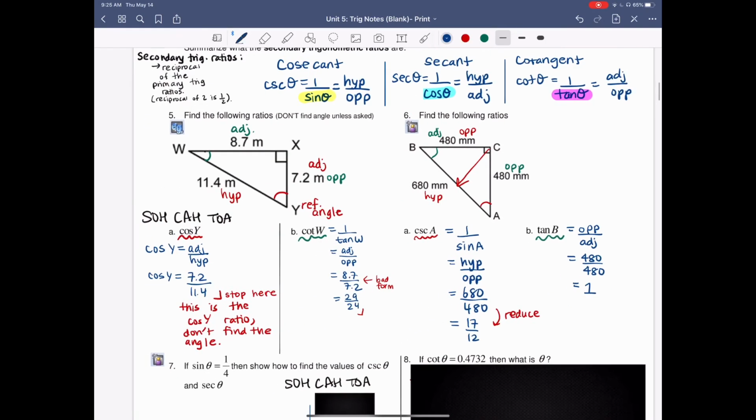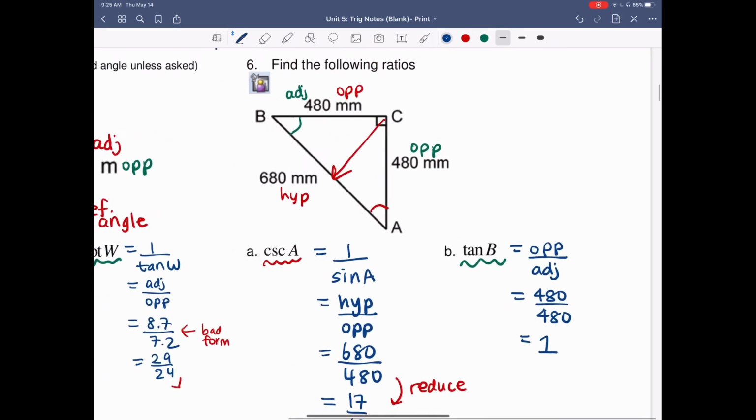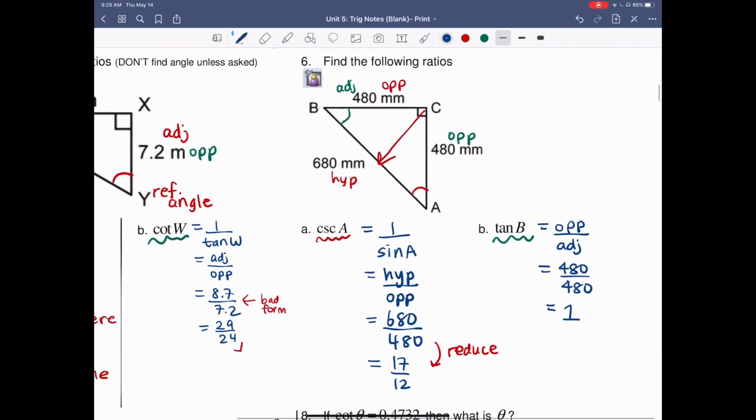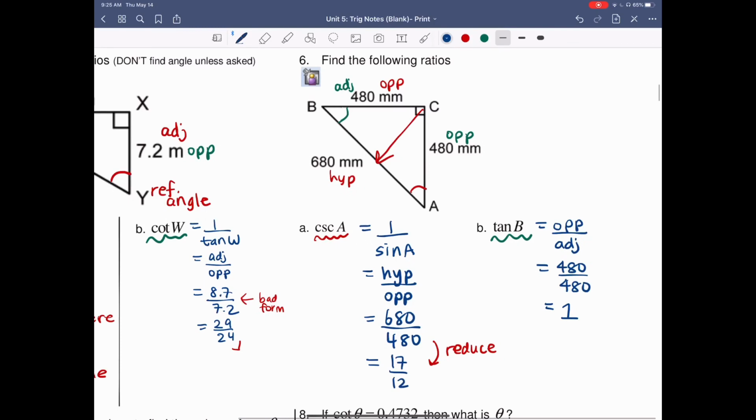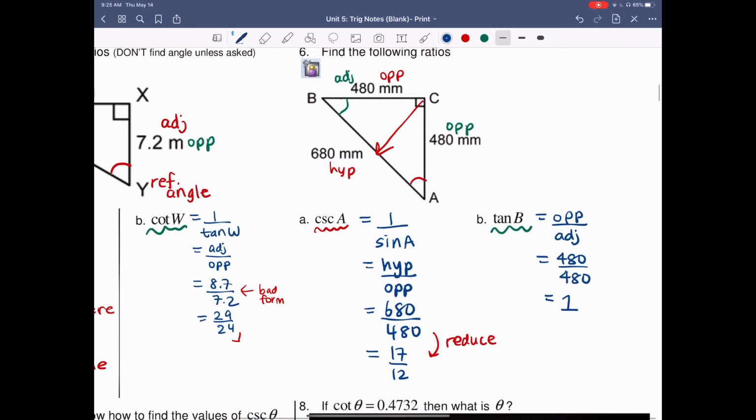For both question 5 and 6, notice that you're calculating for the ratio and not for the angle, and that's why I'm not doing tan inverse in this case. If there was one more step to this question and it said find the angle B, angle A, you would have to do, let's say, tan inverse or sine inverse after following some algebraic steps if you needed to do this.